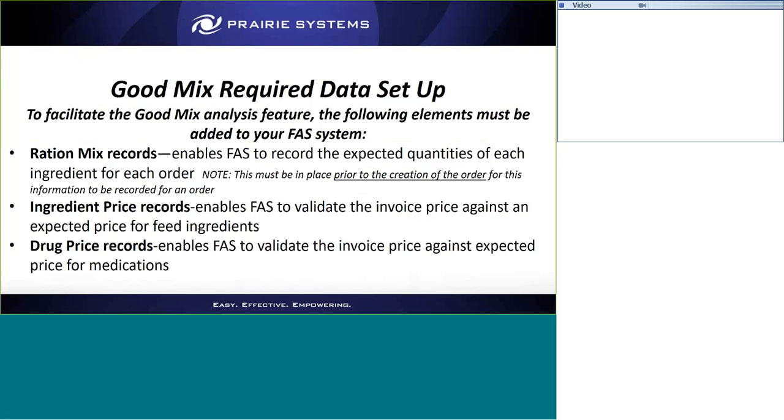Ingredient price records and drug price records are required for FAS to use those to validate the pricing. There's a couple of different places. All of those are done under data entry ingredient prices and data entry drug prices. I'm not going to go into exactly how to do those today, but there are help documents out there related to entering ingredient prices and drug prices.